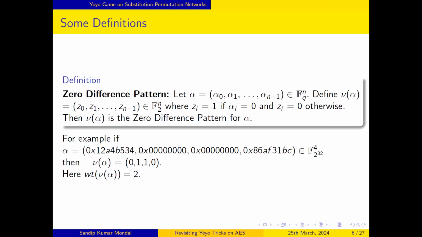And here we also define the weight of a binary function. The weight of a binary number is the number of 1s present in it. So here 2 ones are present, so the weight of nu alpha is 2.